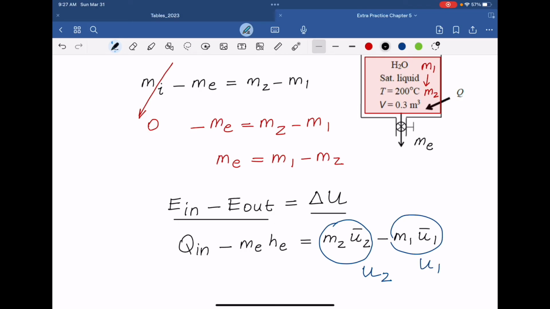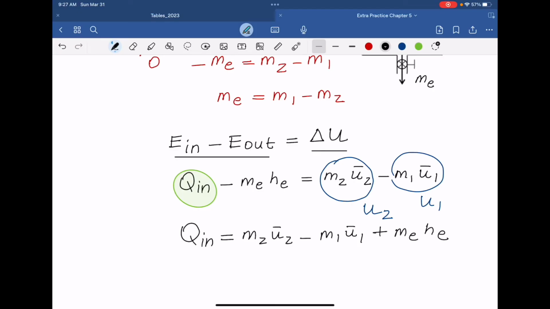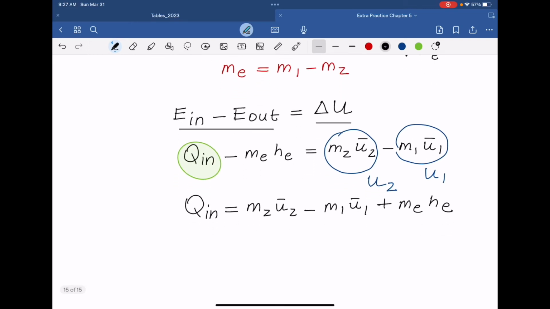Okay, so with that being said, now let's take a look at what they are asking for. They're asking for us to calculate the heat interaction. So that means I need to solve this equation. And let's first solve it for heat and finalize our formula. We just need to know M2, U2, M1, U1, and then ME, HE. Okay, so this is our final energy balance.